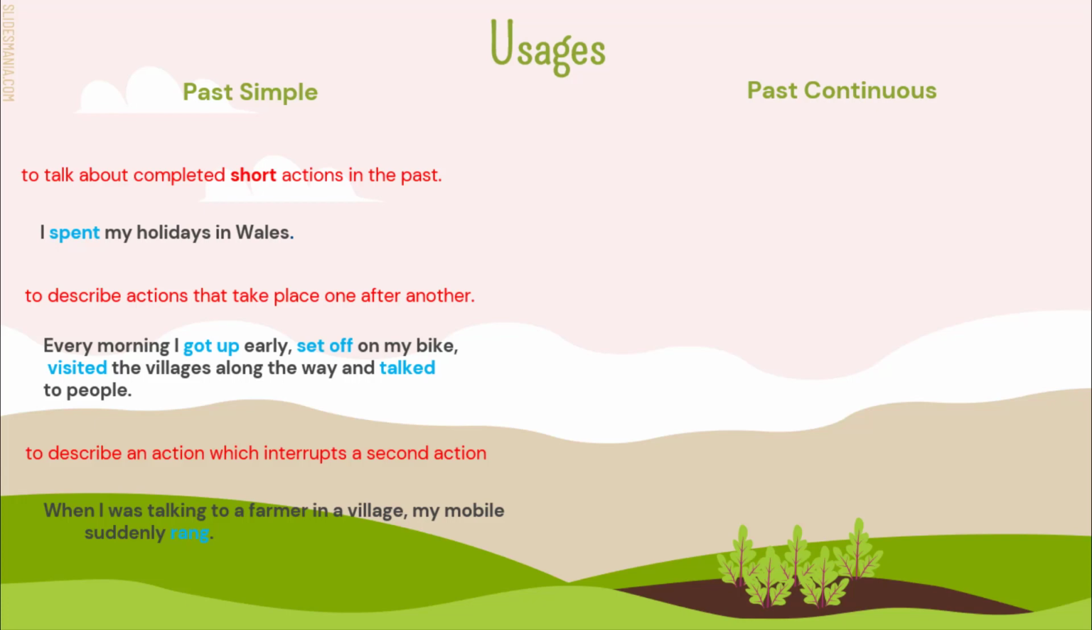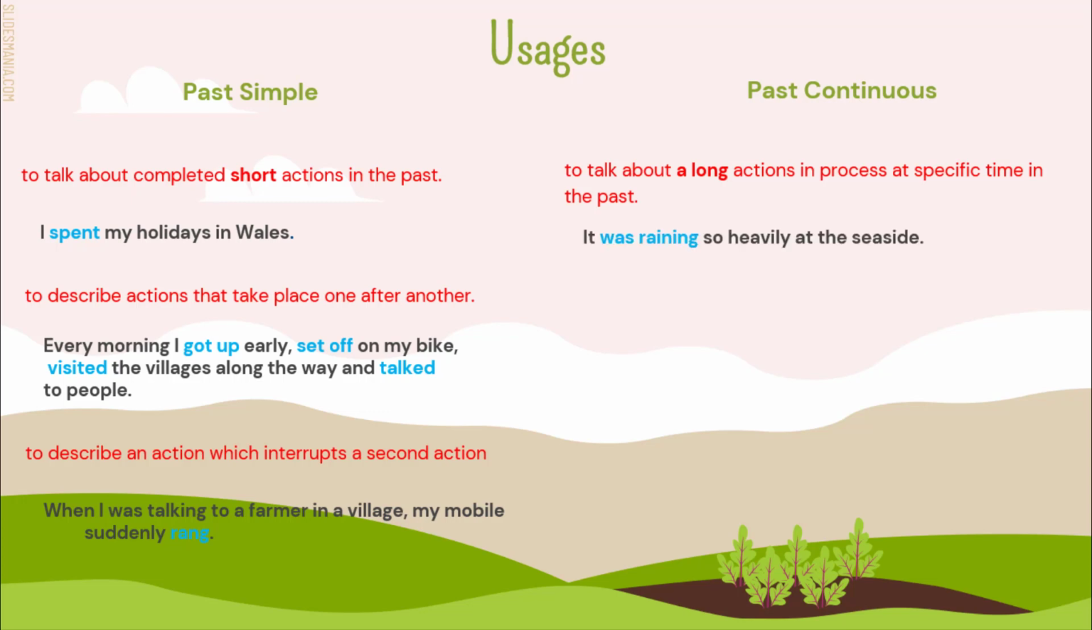The usages of the past continuous tense. We use the past continuous tense to talk about long actions in process at a specific time in the past. For example, it was raining so heavily at the seaside.